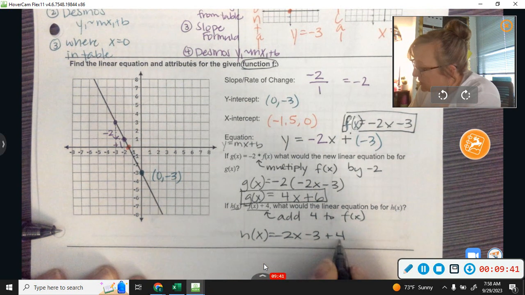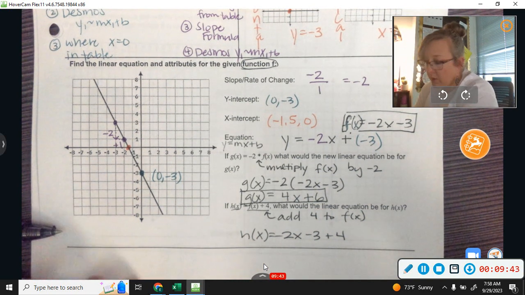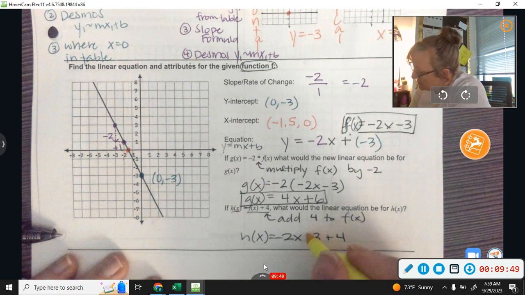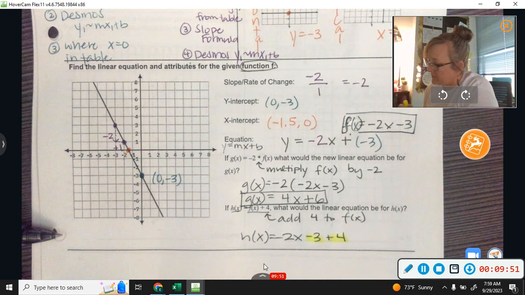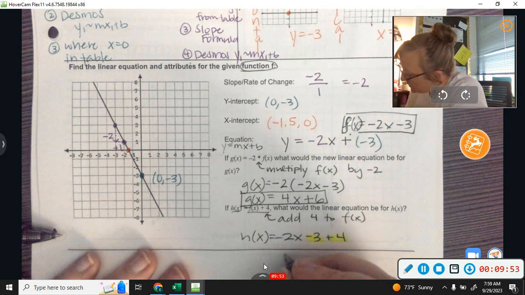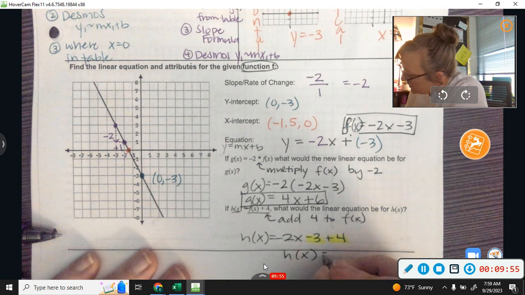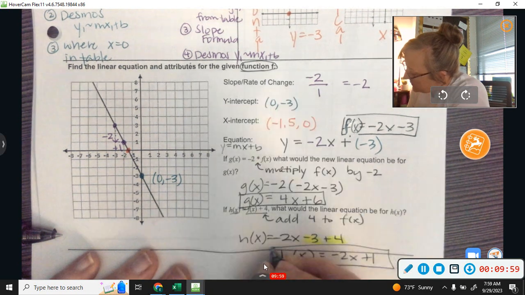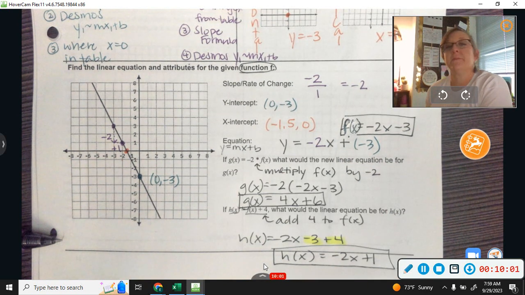So if I actually add, which ones would I add? Well, I only add like terms, and the like terms are -3 and positive 4. So -3 plus 4 is 1. So h of x would be -2x plus 1. And that's my new equation. Okay.